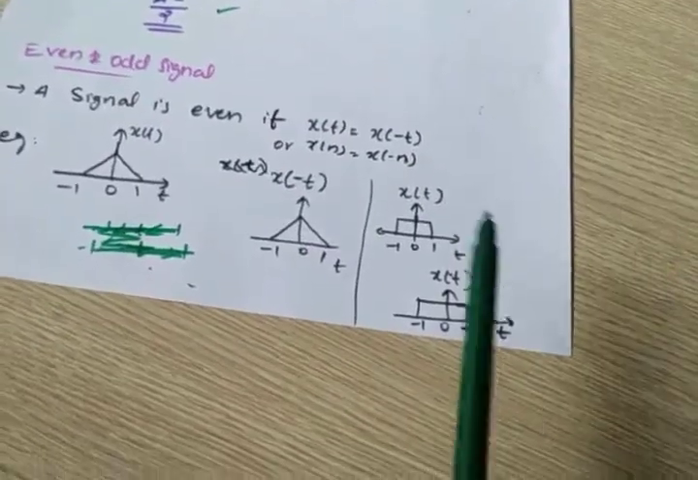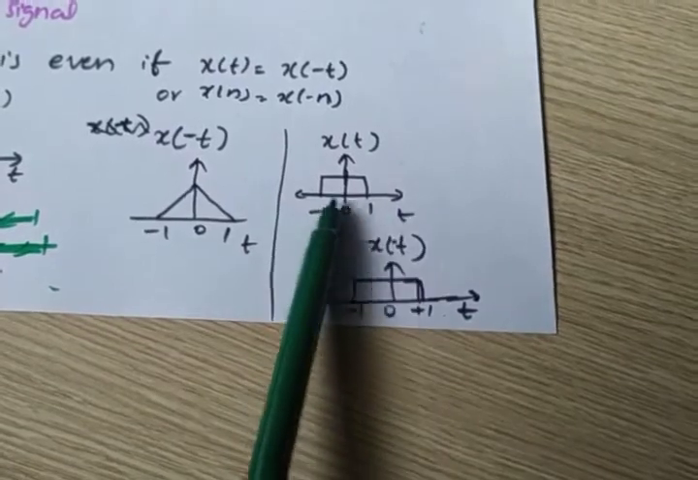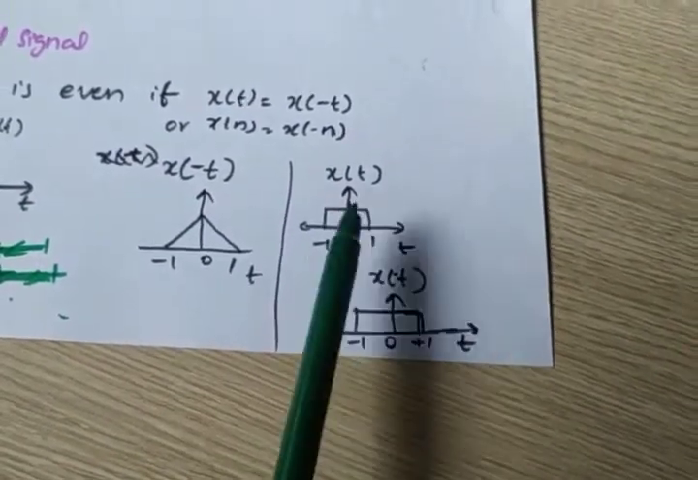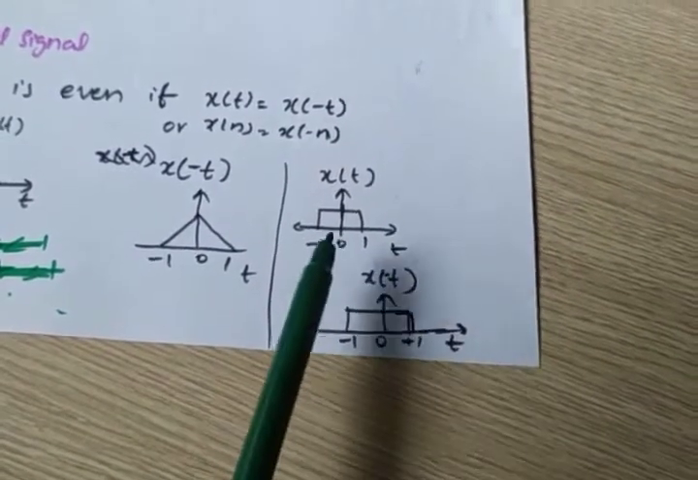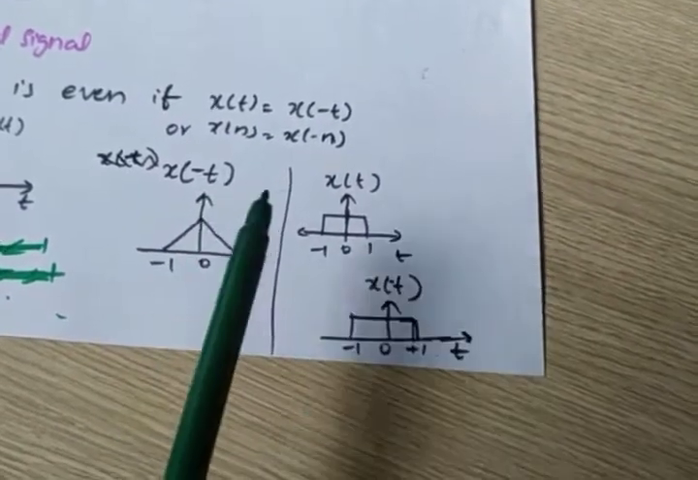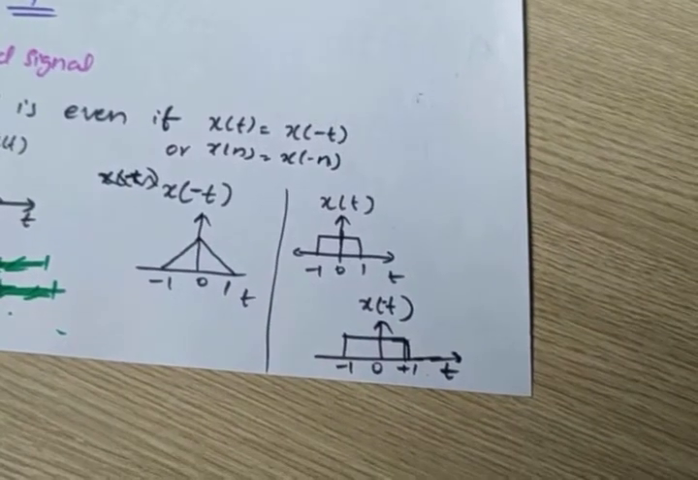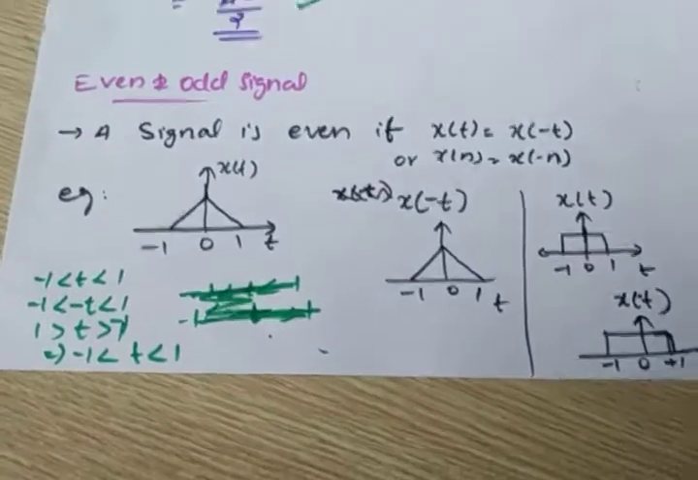Okay, now consider this signal. X of t is from -1 to 1 like this. Take x of minus t. You just take the reversal: -1 becomes +1, +1 becomes -1. You just take the reversal of the signal, and you will get this signal. Normally we know how to take the reversal.